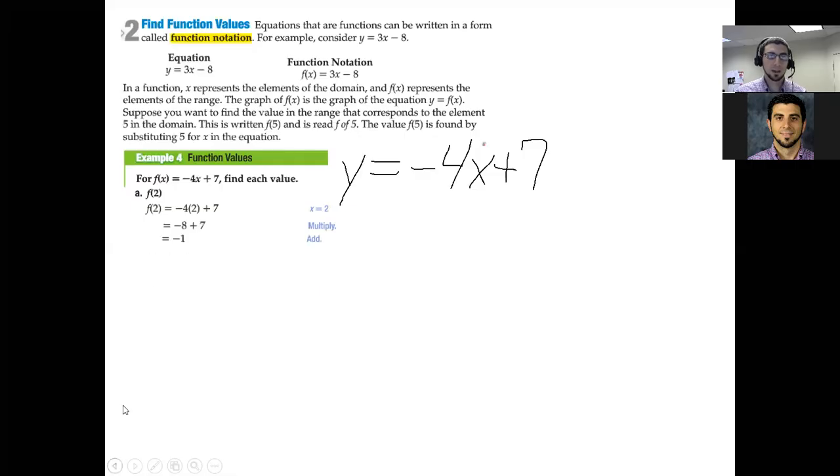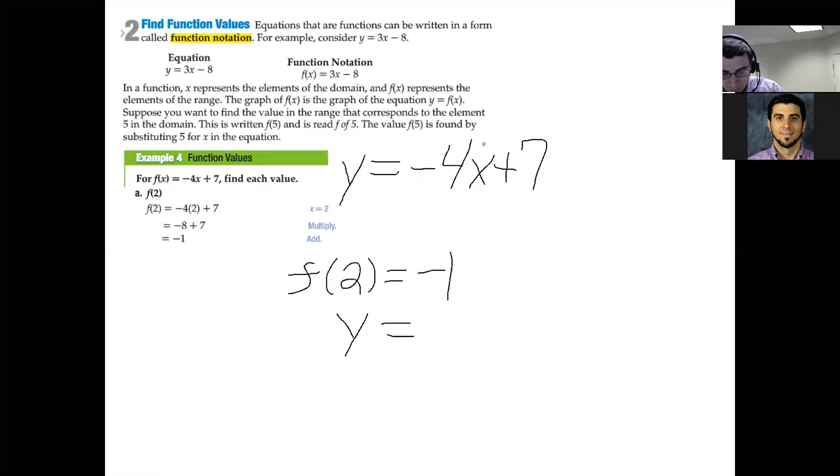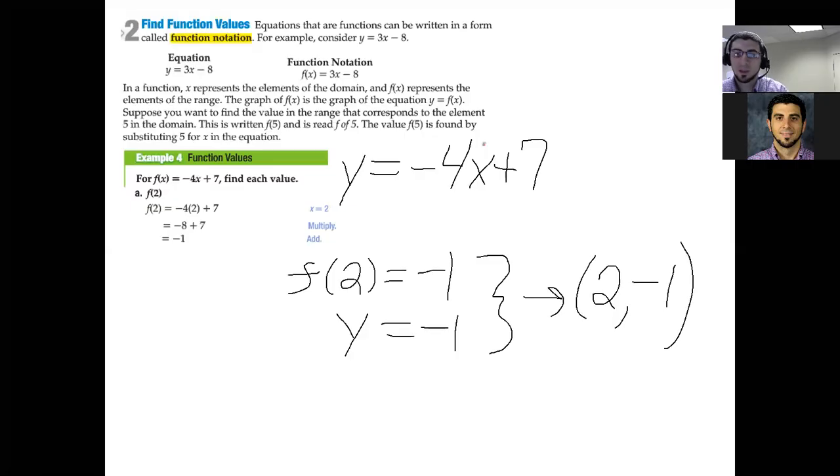Oops, let me back up a second there. So this means that f of 2 equals negative 1. So that means, since f of 2 is a fancy y, that y equals negative 1. So that implies that the point, the x value was 2 and negative 1, would be the point on the graph if you had to graph this.